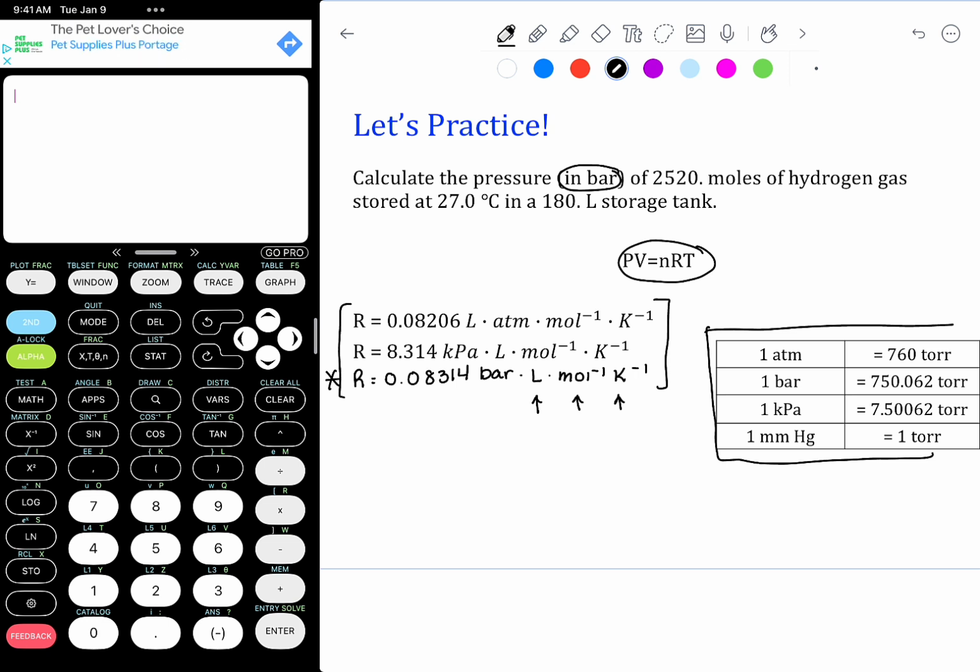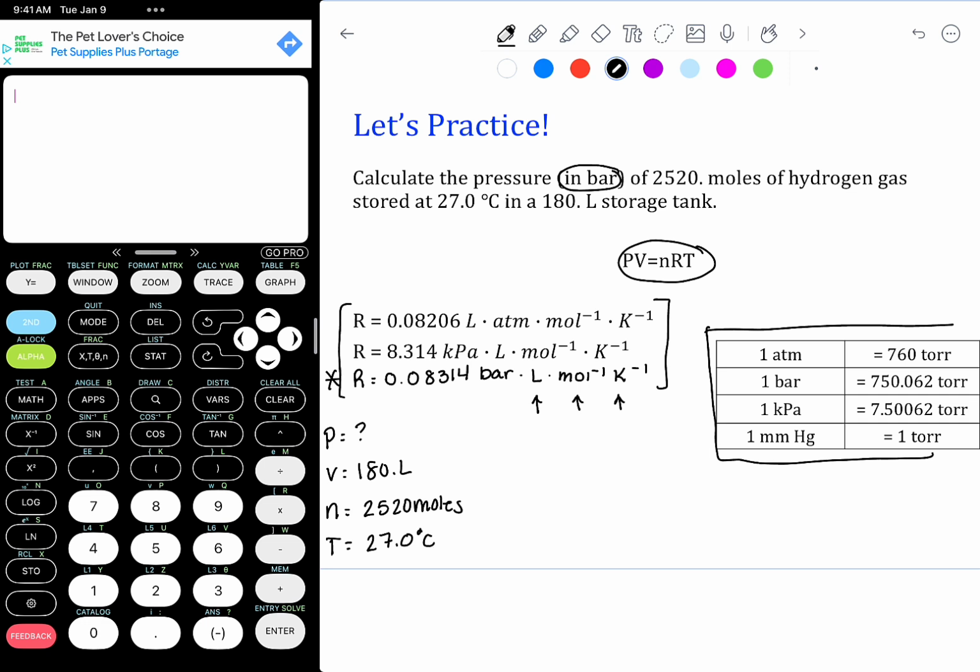So here we're going to define that pressure is what we're looking for. P is a question mark. V is the volume, which is going to be 180 liters. n is defined as 2,520 moles. And T is originally defined as 27.0 degrees Celsius.